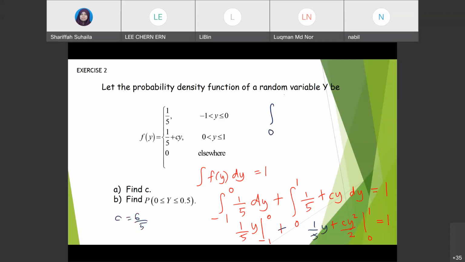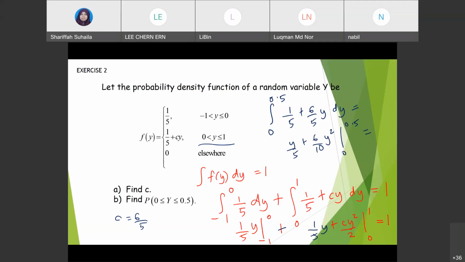So in this range, 1 over 5 plus C, which was 6 over 5, y dy. Solve it, that is your probability. So what do we have here? We have y over 5 plus 6 over 10 y square, and then substitute 0 and 0.5. Okay, try to solve it and give the final answer.